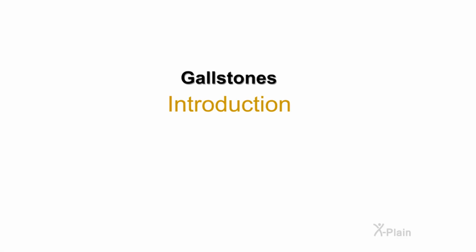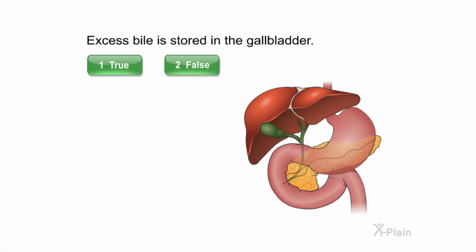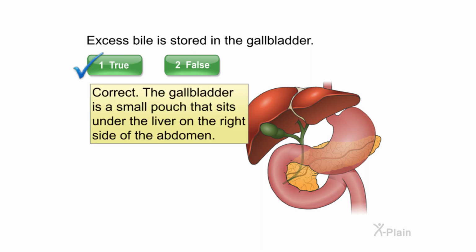Gallstones. Introduction. Excess bile is stored in the gallbladder. Select true or false. Correct. The gallbladder is a small pouch that sits under the liver on the right side of the abdomen.